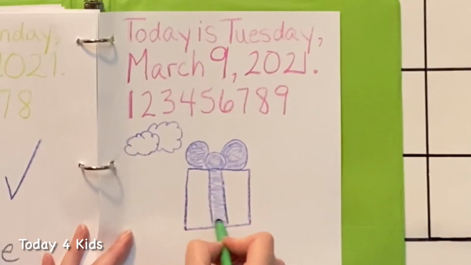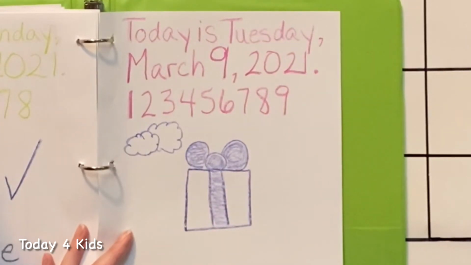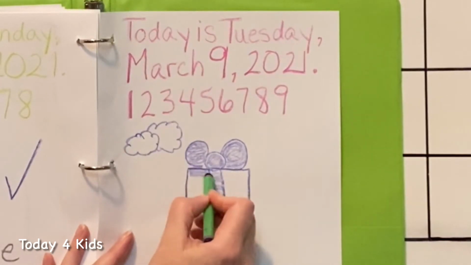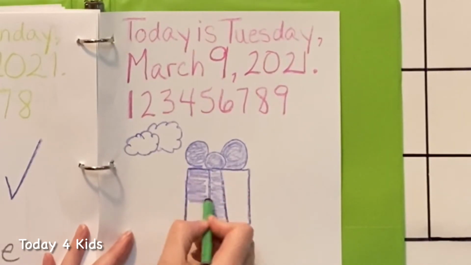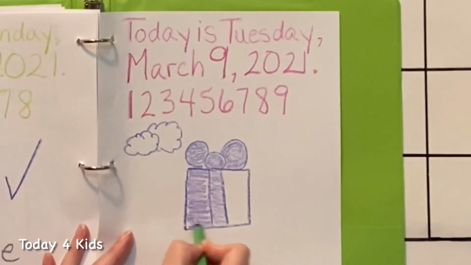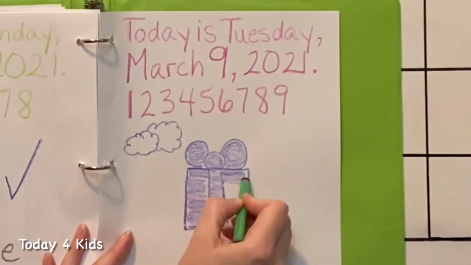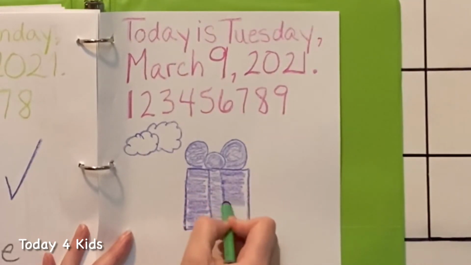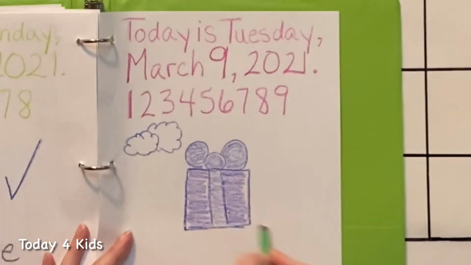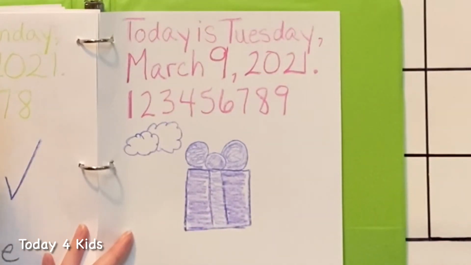So I'm going to wrap the gift up. And I'm also going to make a card. Oh, those colors are almost similar, aren't they? I think I got a purple and a blue, but they look almost the same. And then I will make a card.